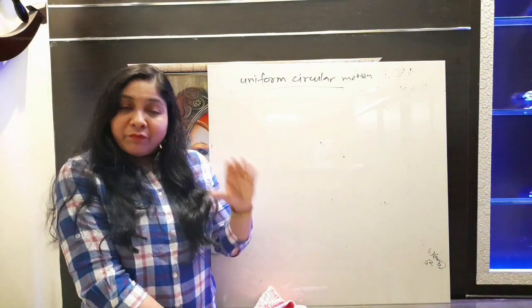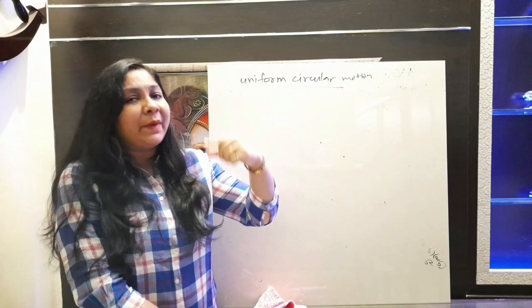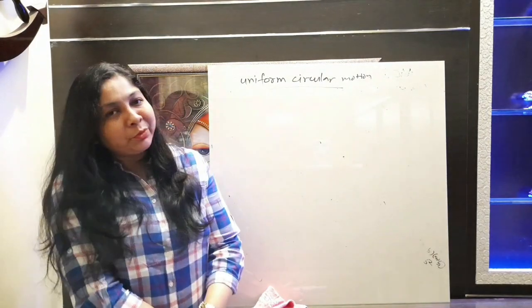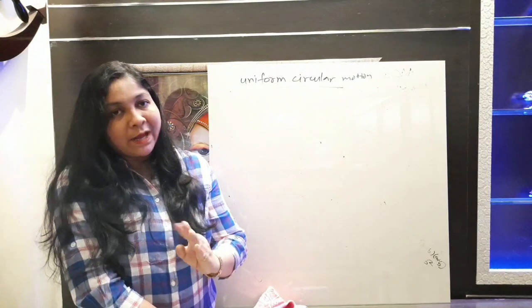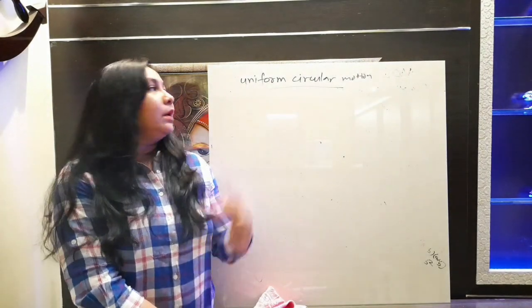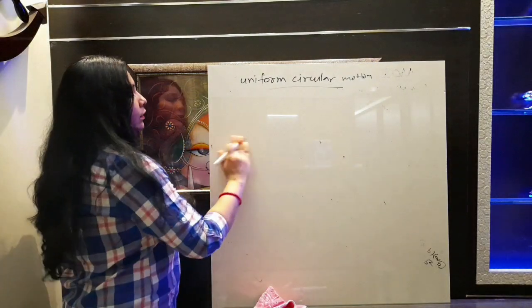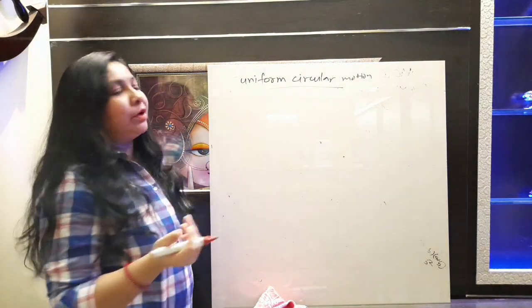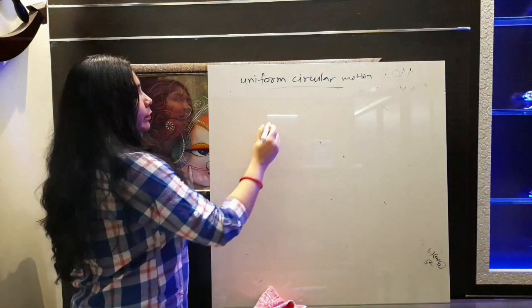At the same time, if a body travels equal distance in equal intervals of time in a circular path, then it will be uniform circular motion. Very simple. So this is the definition of uniform circular motion, but there is one term that we need to understand here that I am going to explain.